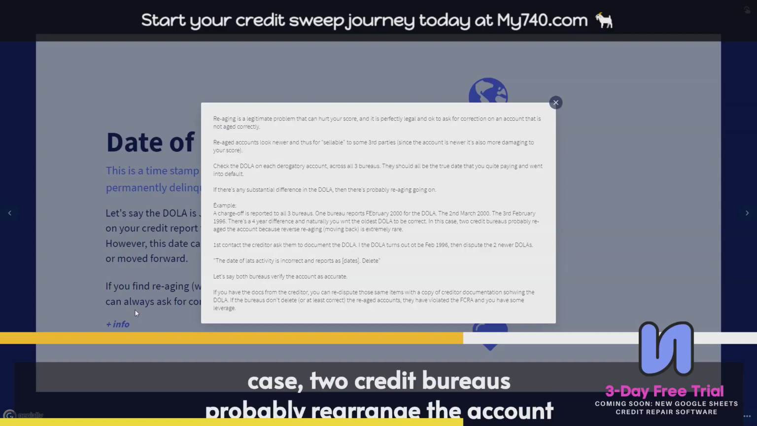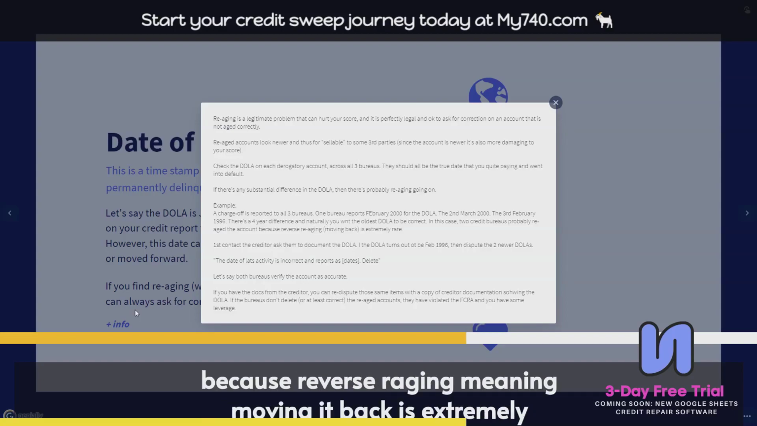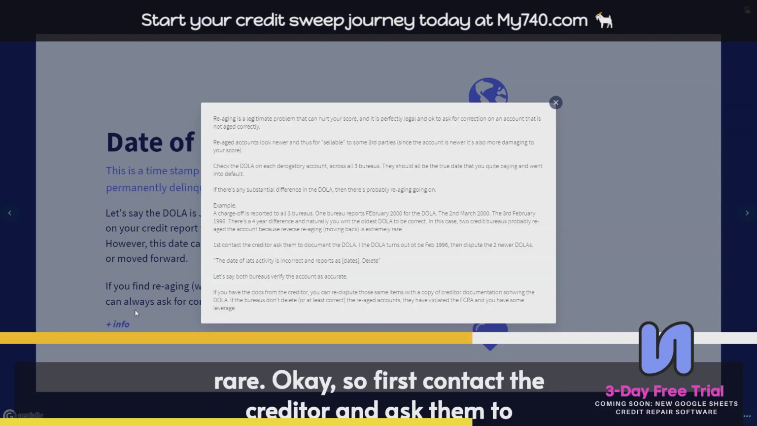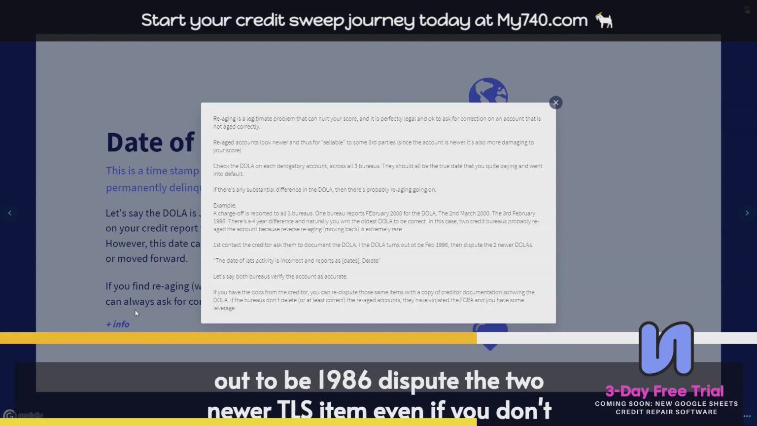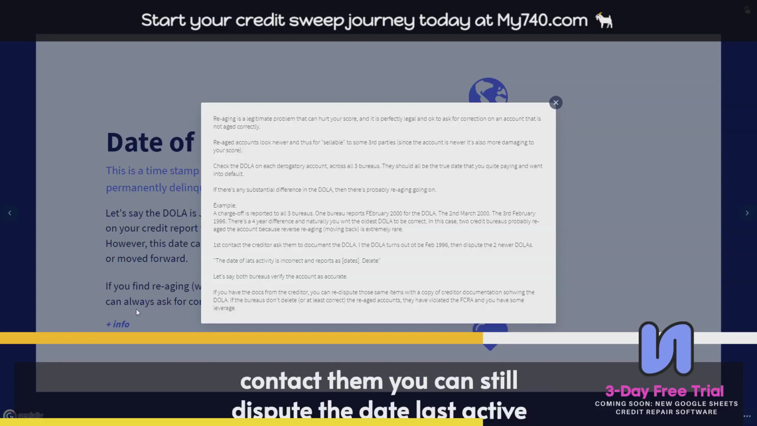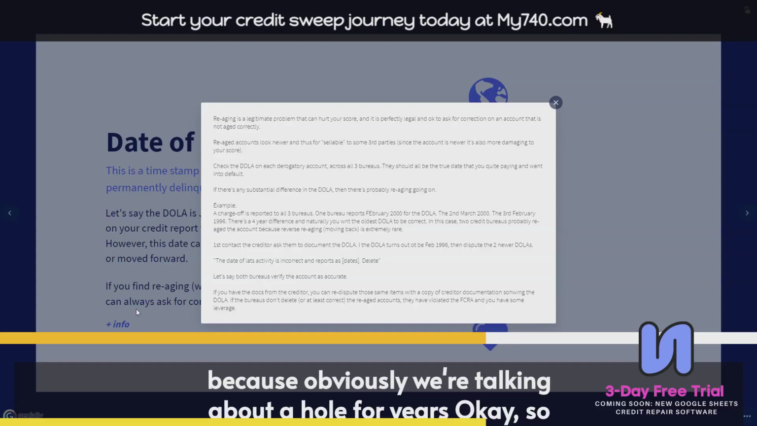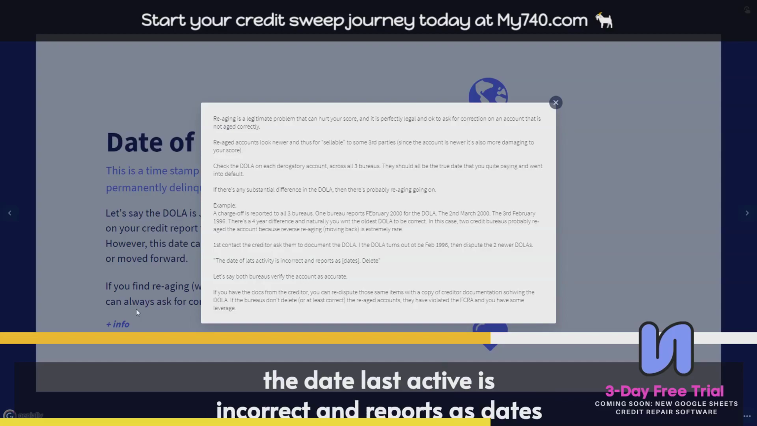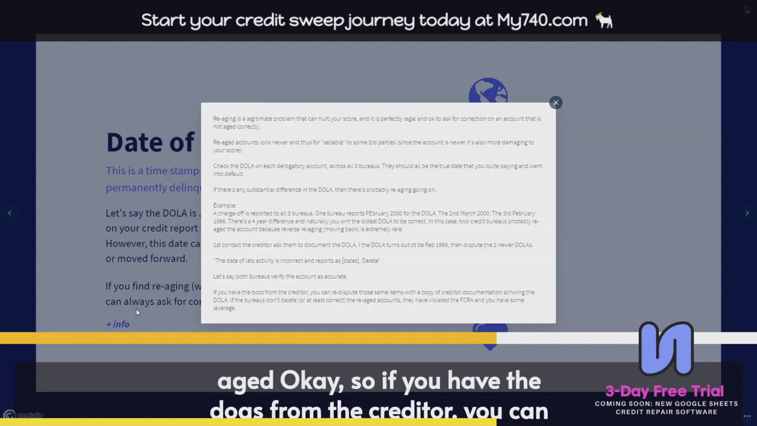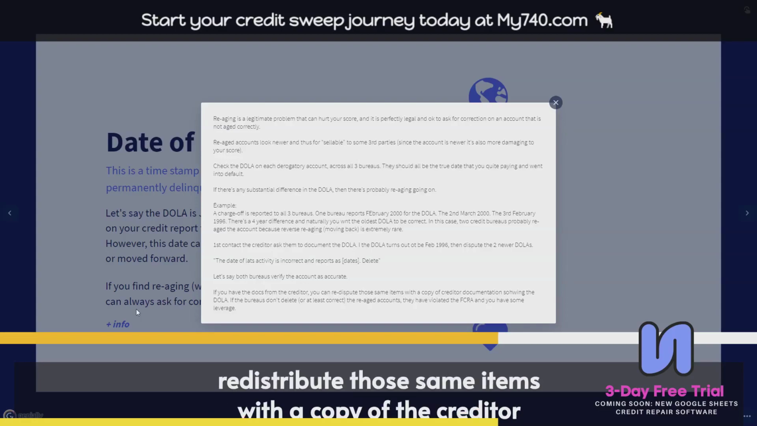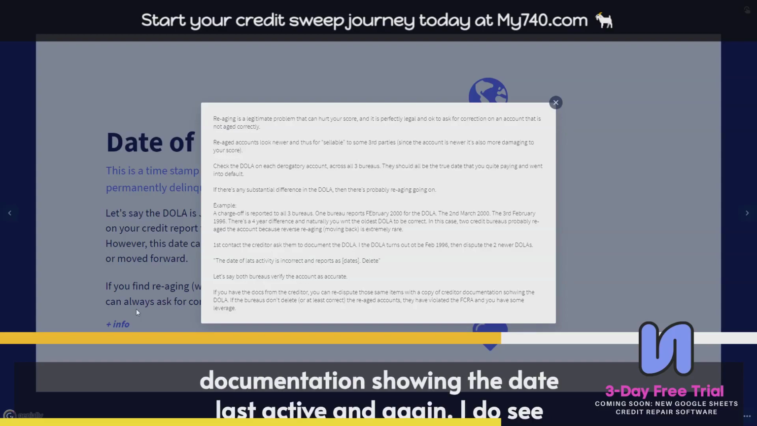So in this case, two credit bureaus probably re-aged the account because reverse re-aging, meaning moving it back, is extremely rare, okay? So first, contact the creditor and ask them to document the actual true date last active. If the DOLA turns out to be 1996, dispute the two newer dates last active. Even if you don't contact them, you can still dispute the date last active because obviously we're talking about a whole 4 years, okay? So the date last active is incorrect and reports as such, delete. Or you can even throw in the fact that it's been re-aged, okay? So if you have the docs from the creditor, you can redispute those same items with a copy of the creditor documentation showing the date last active.